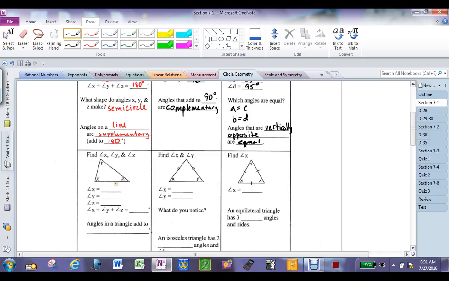Now, in here, x is 65, y is 45. What is z? 70. Why? Has to add up to 180, except it's not going to be 70. Yeah, it is 70. Because they have to add up to 180. Triangles always add up to 180. Always. Okay? This is a special kind of triangle, which we're going to review more in a minute.